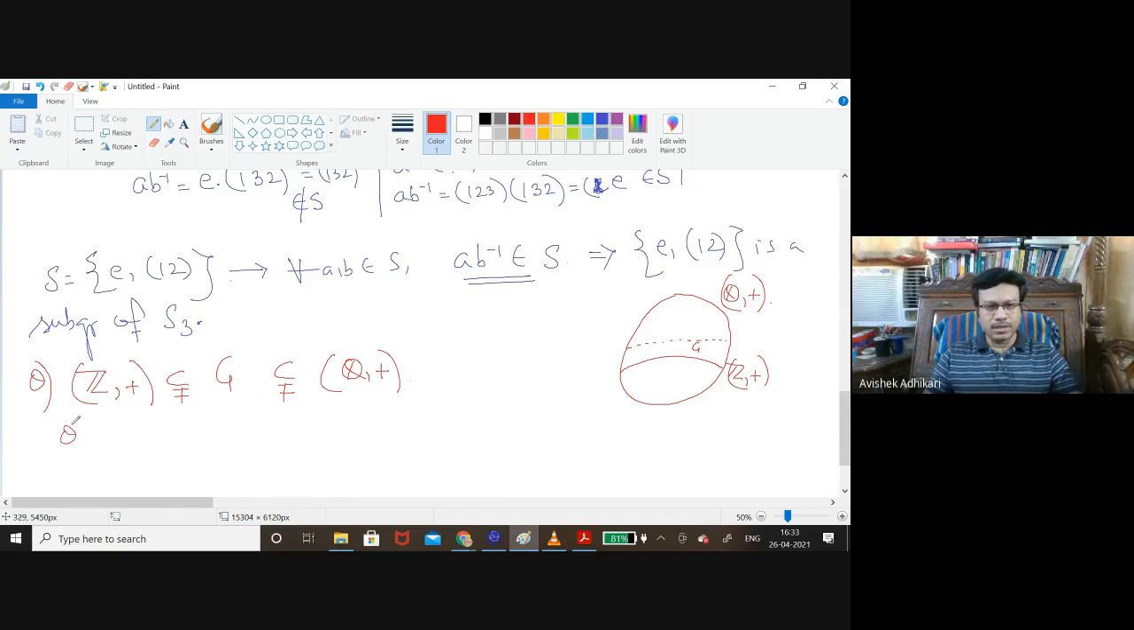So the question is, does there exist any such G? Yes or no? If yes, give me. If no, why no? Is the question clear? I need to find some subgroup, additive subgroup of Q plus, which is strictly bigger than Z plus. Is it really possible or is it not possible? If it is possible, tell me why, and if not, then also tell me why.